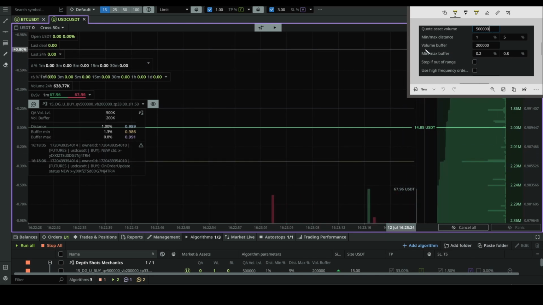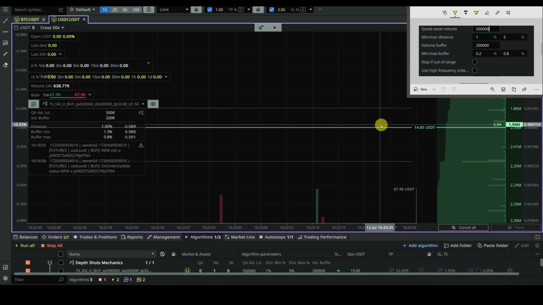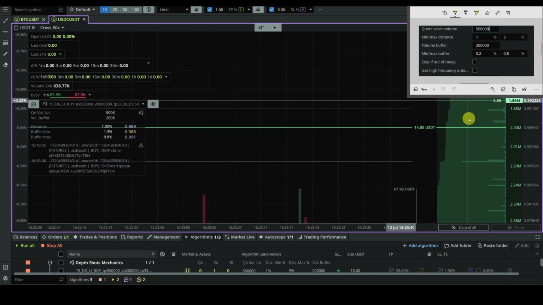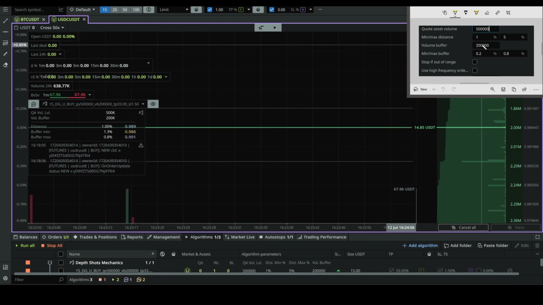So maybe it has something to do with the volume buffer, which is 200K. Half of it goes to this buffer and half of it goes to that buffer. So let's see if we've got 100K difference between here and here. Here we have 2 million, and here we have, well, 2.2. Yeah, 2.1, because there's a big wall here, and 2.1 is somewhere around here. So now we know that this buffer line is most likely coming from the volume buffer.